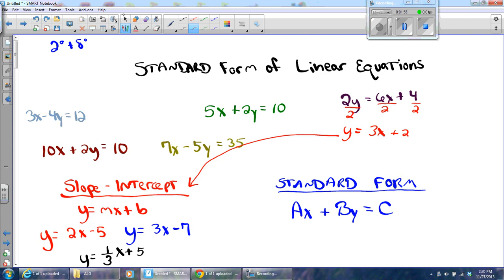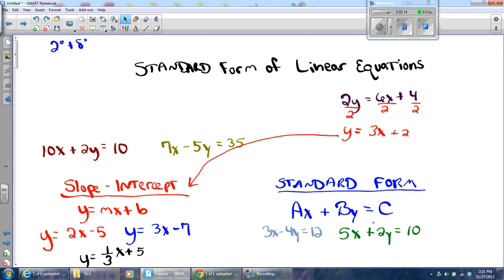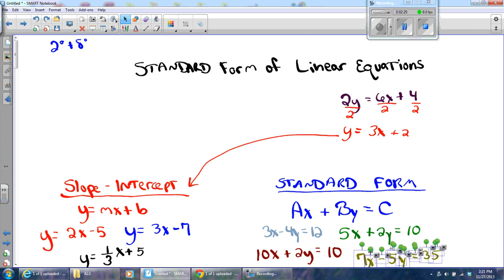Okay. Now, let's look for the ones that have an Ax, a By, and a C. Well, I see an Ax here. I see a By and a C right there. Now, it's negative, but that's okay. It could be a negative. All right. Ax, By, C. There we go. Ax plus By equals C. All right, Ax, By, C. And so these are all standard form.